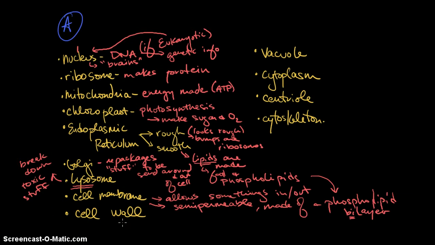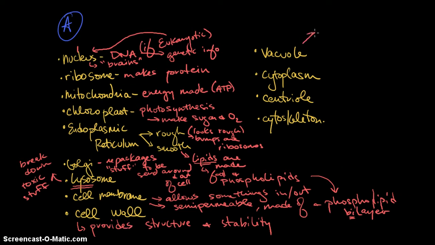The cell wall, it's only in some kinds of eukaryotic cells, and in some prokaryotes, provides the cell structure and stability. So plant cells need these. Plant cells don't have bones or skeletons. Cell walls provide that kind of structure to allow a tree to grow very tall.